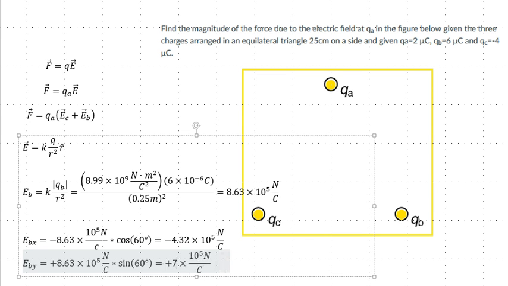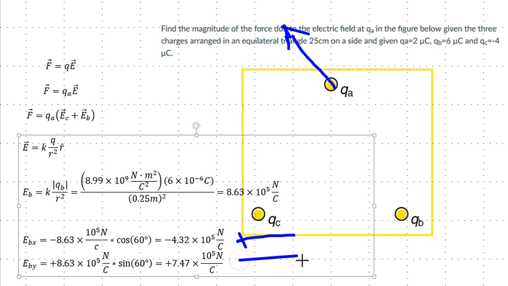All right. Now we have the electric field due to B and its two components at A, right? We've got the same distance, 0.25. The constant there is the same. The 4 microcoulombs changed to 6 microcoulombs, so we get our new result for the magnitude. Since this is a positive charge, we know the electric field points away from it, right? And then all we did in these next two steps was get the direction and the components, the X component and the Y component of that vector.